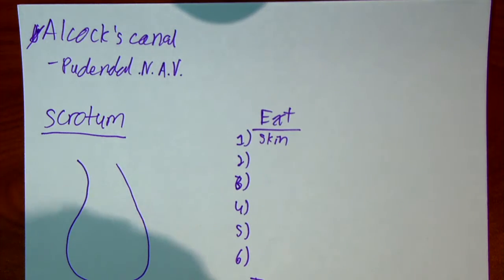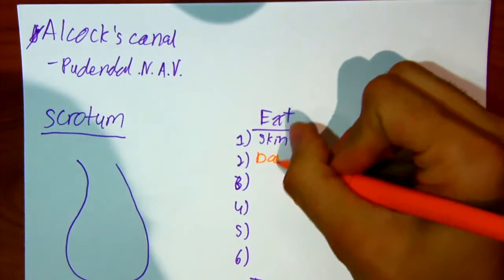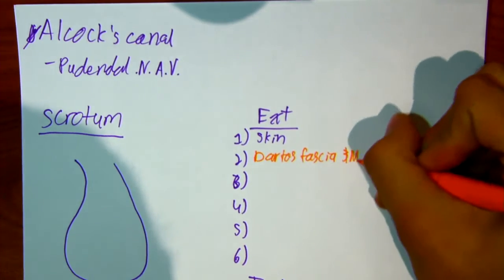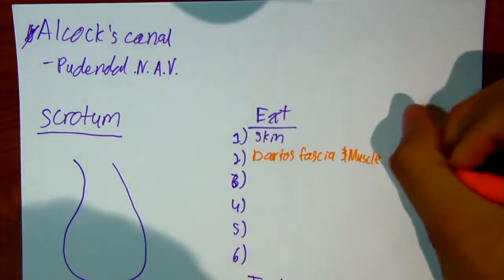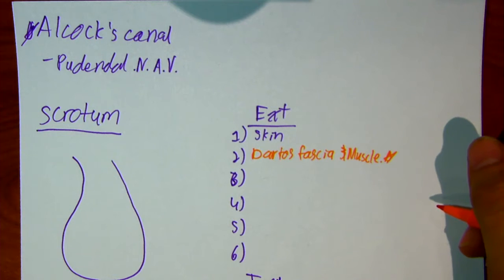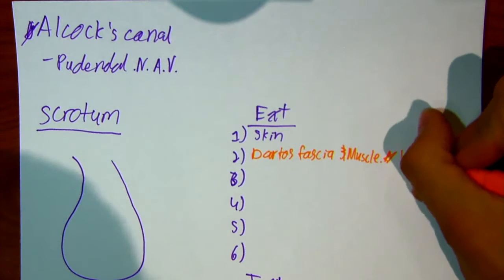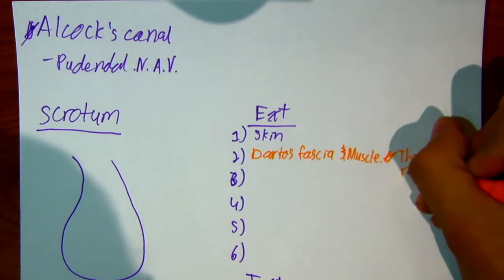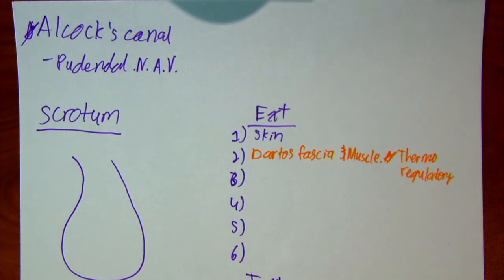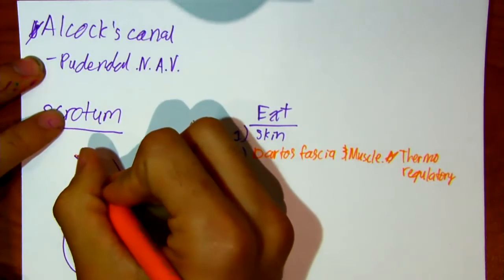All right. So what comes after skin? Good. Dartos fascia. Dartos fascia and muscle. What's special to know about dartos fascia? Yeah, so it's thermoregulatory. This can cause the external layers of the scrotum to wrinkle and retain heat, or to relax if it's too hot.